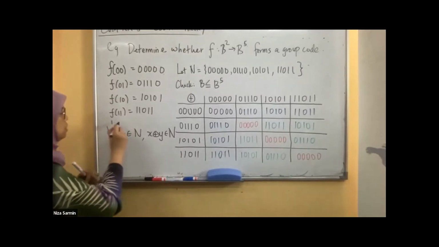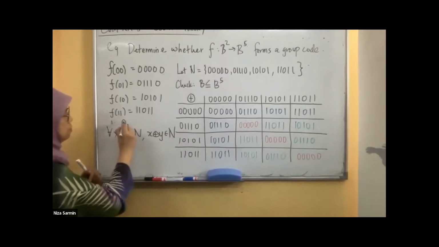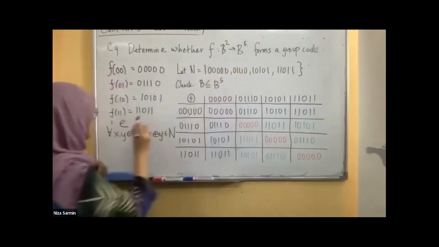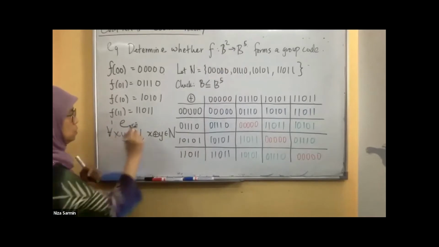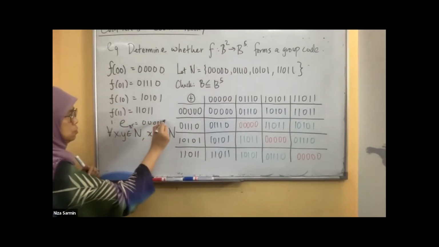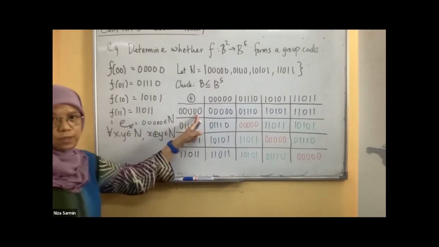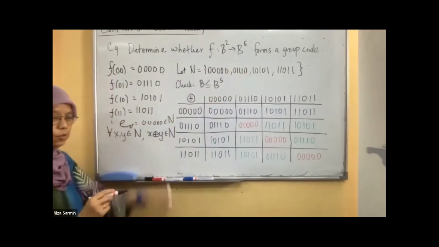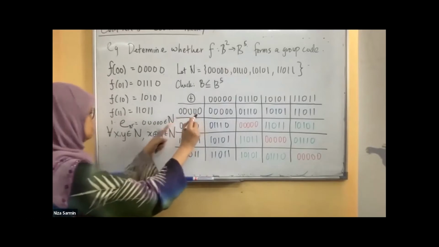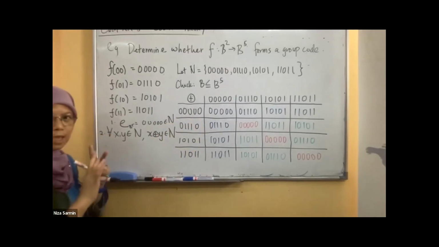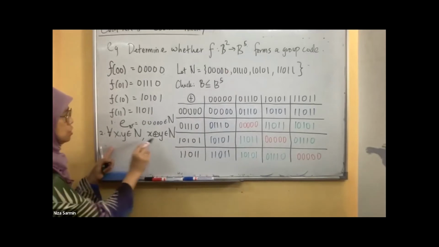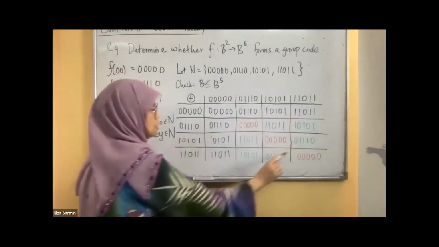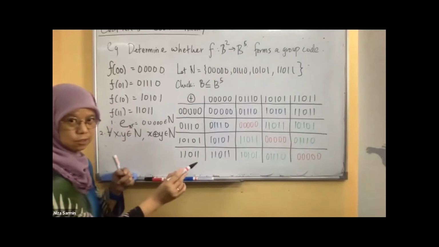So the first one you will write: the identity E of B5, which is equal to 0, 0, 0, 0, 0, is in N. That is the first one. The second one, take any two x, y, and you show that the sum is in N, which is shown from the Cayley table. So you just write this in general.